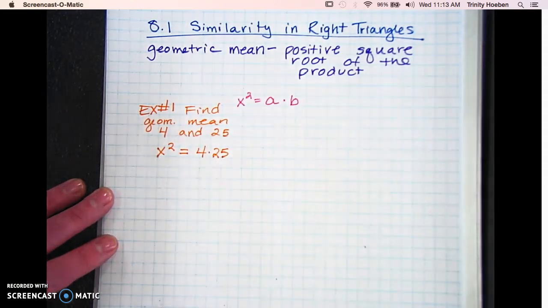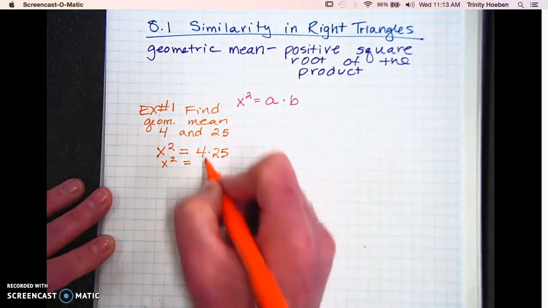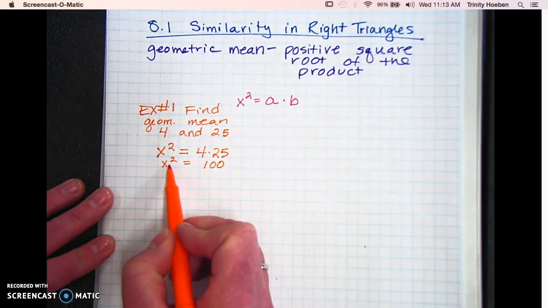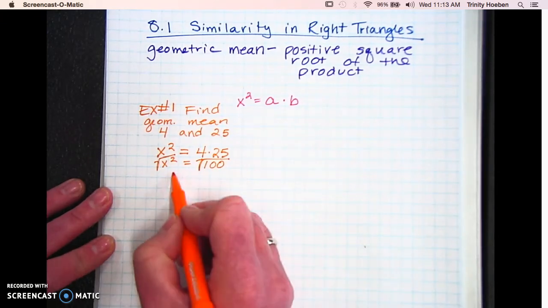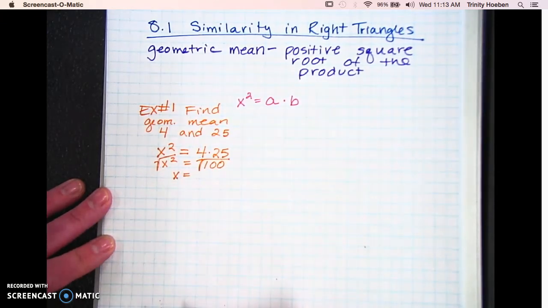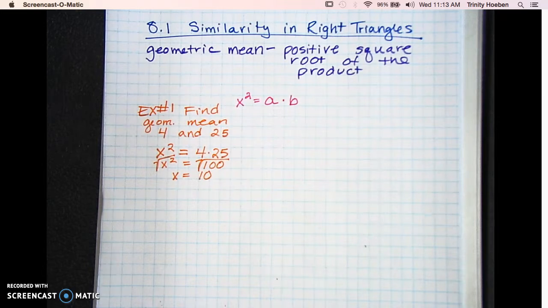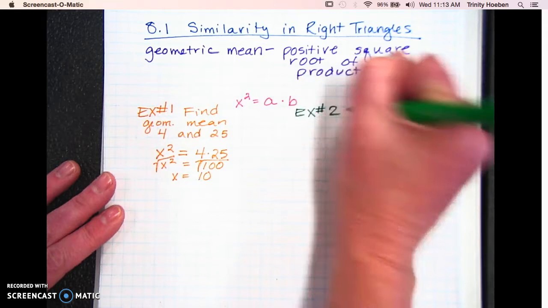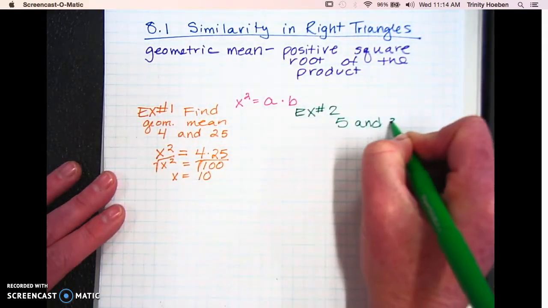Get your calculator out, but most of you can do this one in your head, right? What is 4 times 25? 100. And we like 100 because when we do the inverse operation of squaring, which is square rooting, it's a perfect square, right? What is the square root of 100? 10. Okay, so if it's a perfect square, your answer comes out nice and pretty, right? How about when it's not a perfect square, like example number 2? We're going to find the geometric mean, this time of 5 and 30.